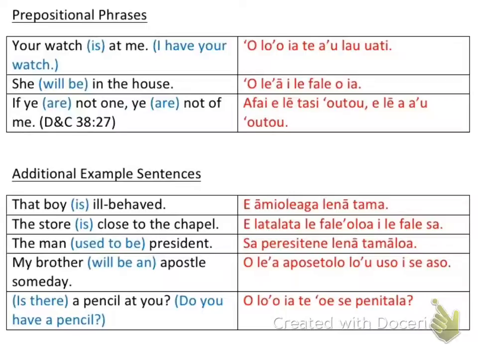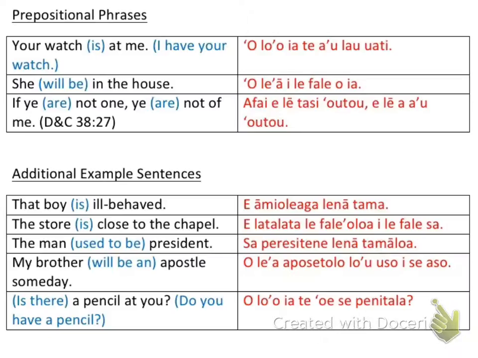Okay, so prepositional phrases, this is our last thing that we can put into our predicate phrases when we're lacking verbs and adverbs. So your watch is at me. This is kind of a weird way of thinking about it. The way that you would translate this in English is I have your watch, okay? But the way that they say this in Samoan is your watch is at me, okay? So is kind of telling me it's either an A or an olo'o tense marker.